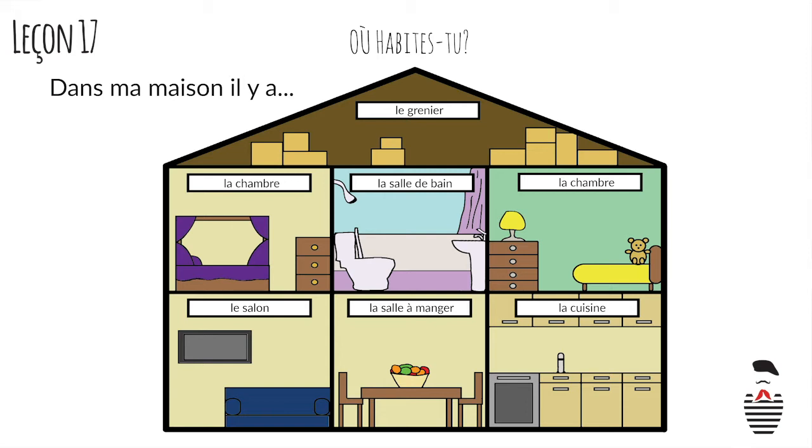And now let's look at all the rooms in your house. On top, you can have le grenier. A grenier is like an attic. Some of the houses still have attics, some don't. But in France, most of the houses have an attic. Le grenier. Voila.